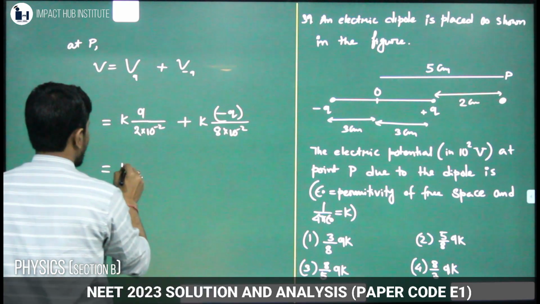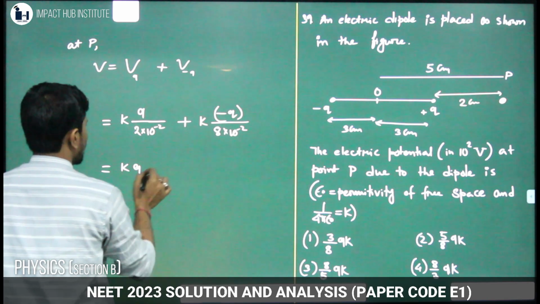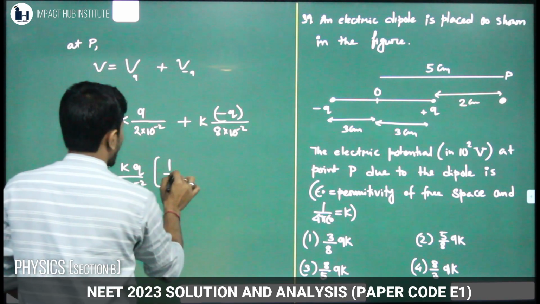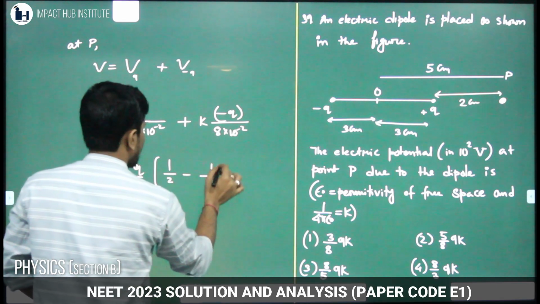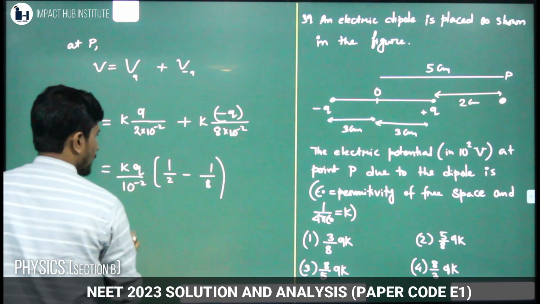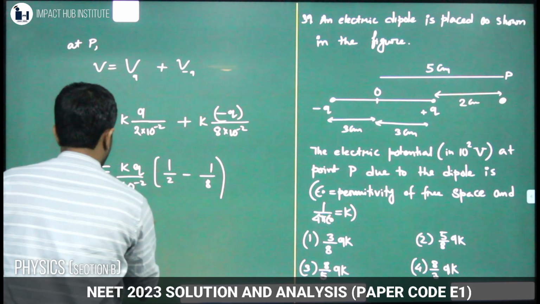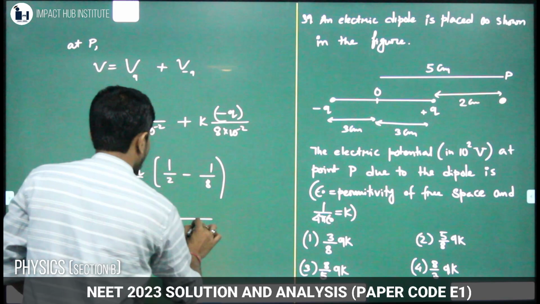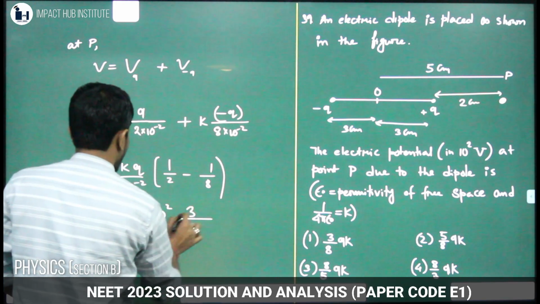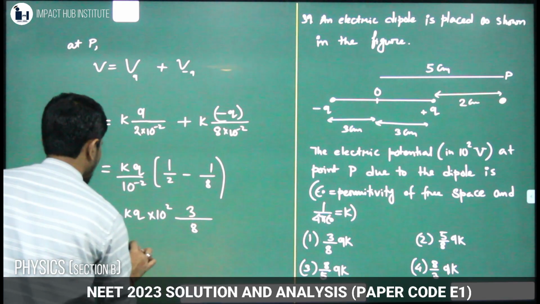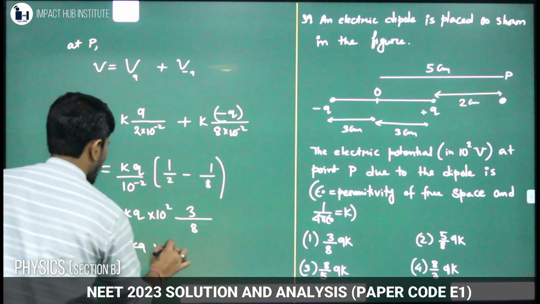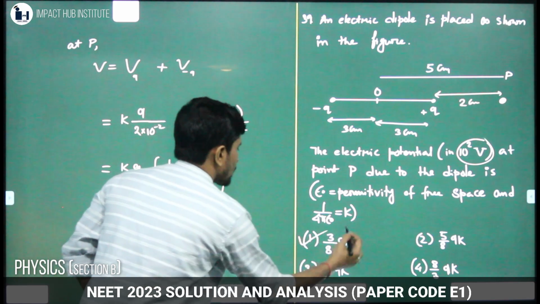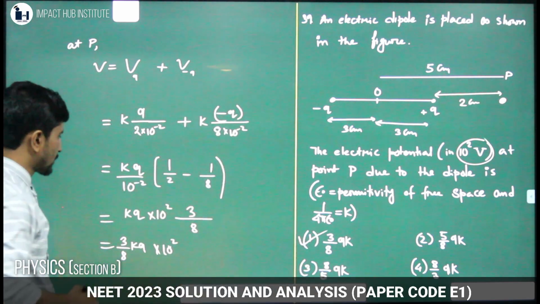If I take common, this will be kq and 10 power minus 2, times 1 by 2 minus 1 by 8. So this will be equal to kq into 10 power 2, and this will be 3 by 8. So the answer is 3 by 8 kq into 10 power 2. Since we are supposed to calculate in this unit, the answer is option 1. Let's move on.